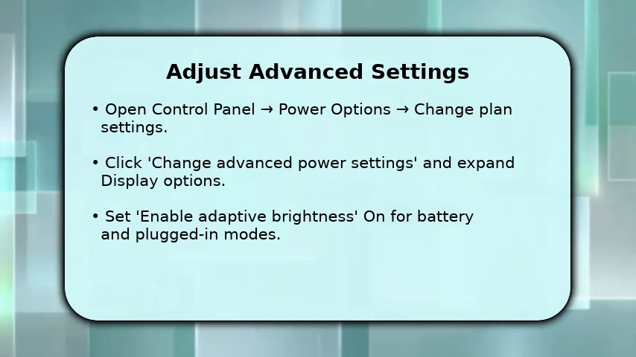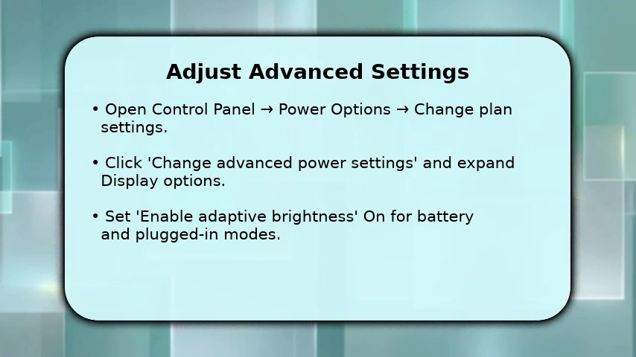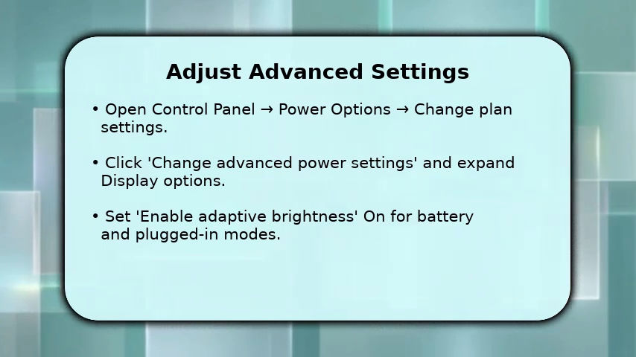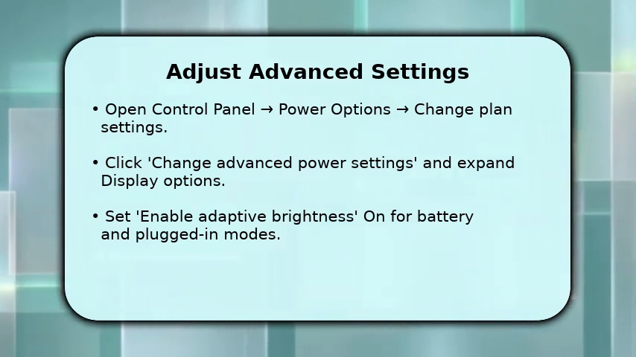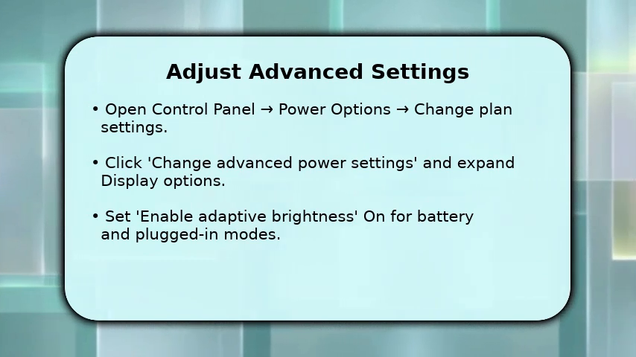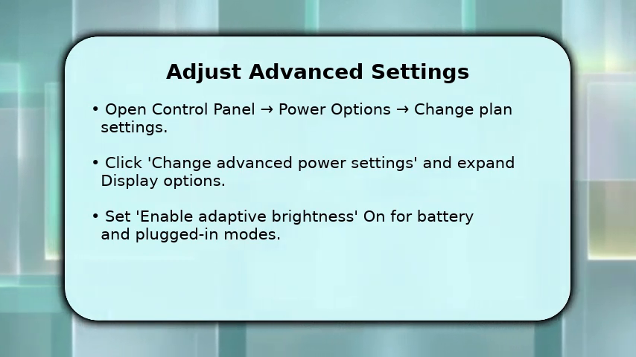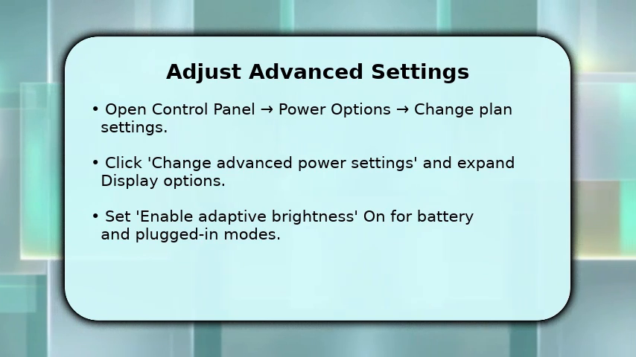Set it to On for both on battery and plugged in so Windows applies adjustments consistently. This step affects how aggressive the system is about dimming. Adjust both entries because one mode might remain static otherwise.